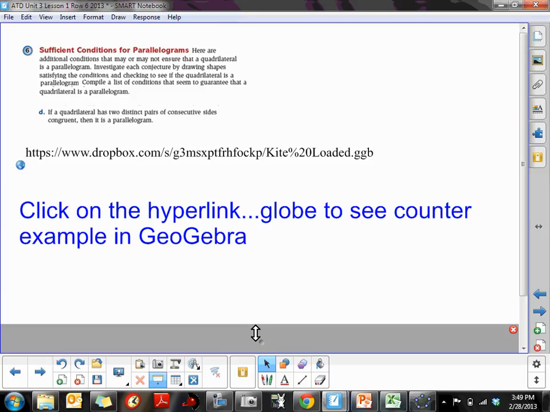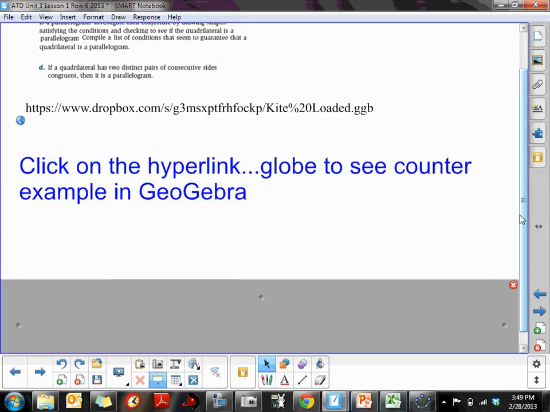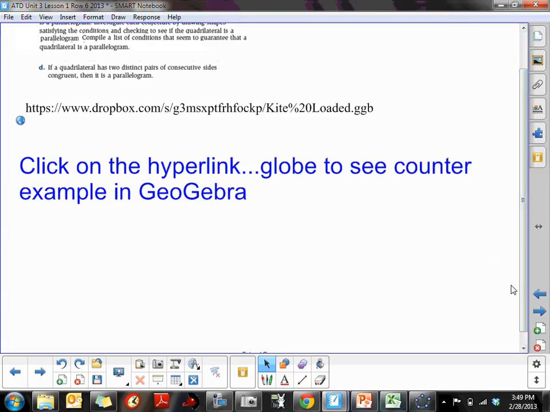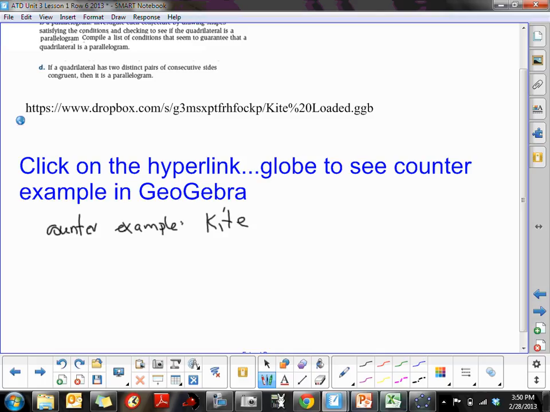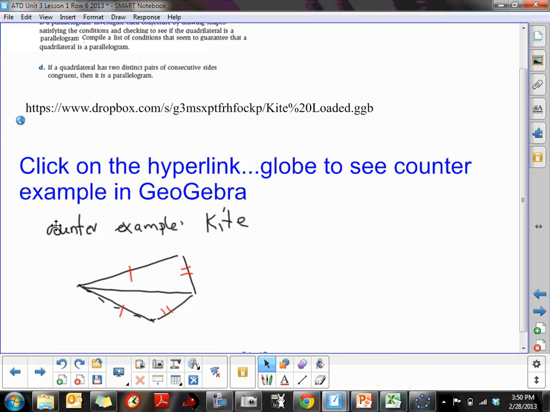You could again click on that hot link if you had GeoGebra downloaded on your computer. But our counterexample is simply a kite. If we follow the directions, it says that you have two distinct pairs of consecutive sides that are congruent. If that's one pair of consecutive sides, there's our other pair of consecutive sides. So if these are equal and those are equal, it does not have to be a parallelogram. It's a kite. So there are some things that we're disproving as well as proving. That is not a way to prove that it's a parallelogram.